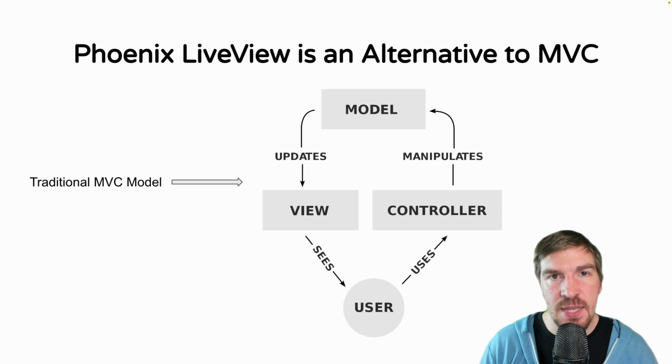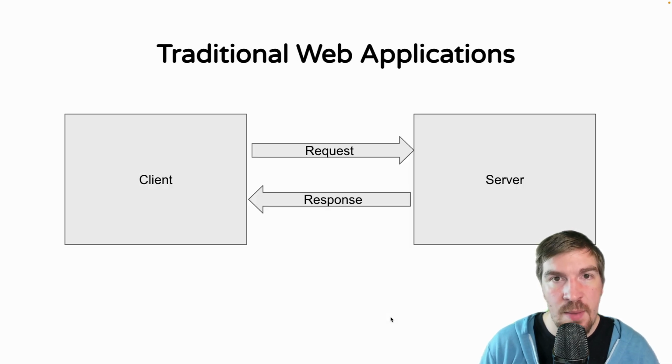So what is Phoenix LiveView and how does it differ from traditional web applications? Well, Phoenix LiveView is an alternative to traditional web applications that use the MVC model, or the model view controller model. In traditional model view controllers, the user makes a request to the controller, and the controller typically delegates between the model and the view to interact with the database and then serve a view for the user. And in traditional web applications, typically the client or the user is always the one making the request to the server first, to the website, and then the website responds.